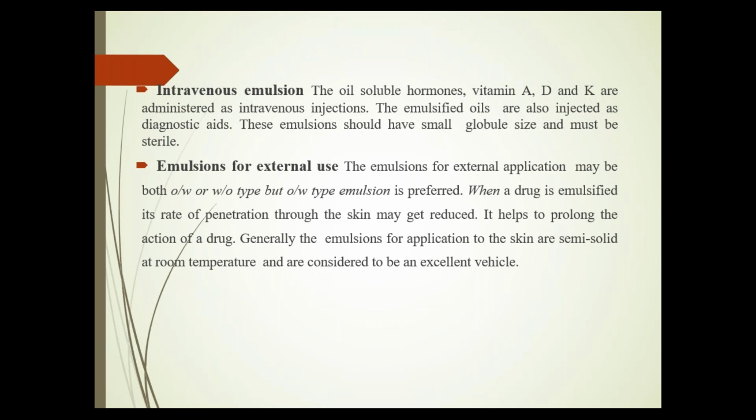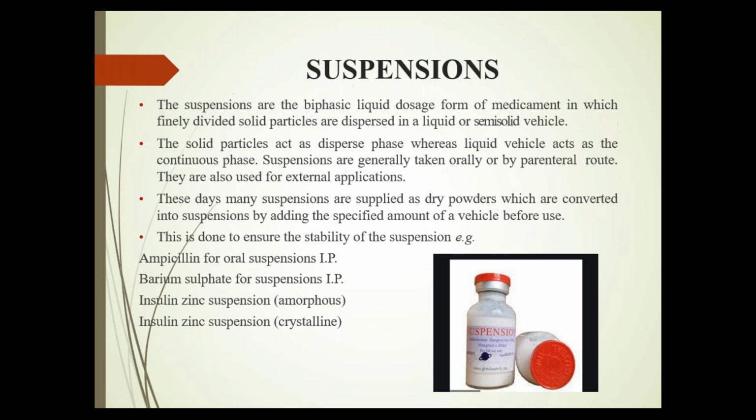Next is the emulsion for external use. So these could be anything, oil in water type or water in oil type emulsions are also used for external use. So when you emulsify a drug, more amount of the drug can get penetrated through the skin and the rate of penetration also will get increased. And thus the action of the drug is also increased. Okay. So generally the emulsions for application to the skin are semi-solid at room temperature and they are considered to be an excellent vehicle. So next is suspension.